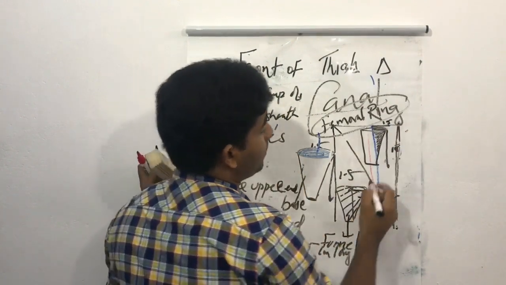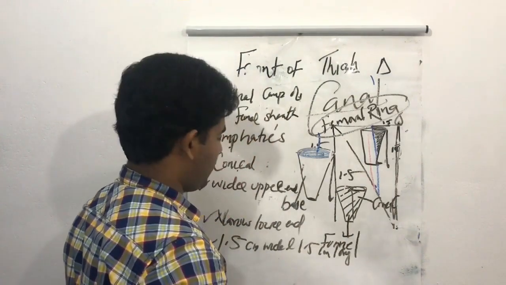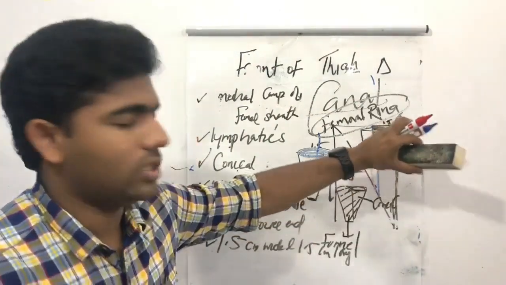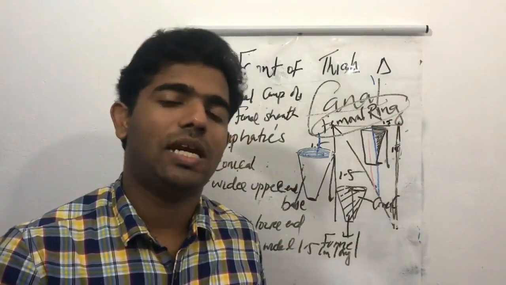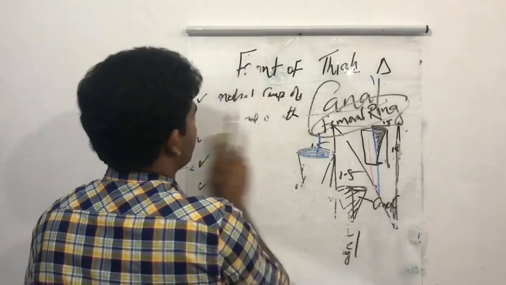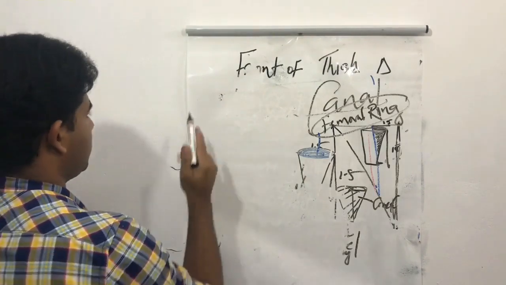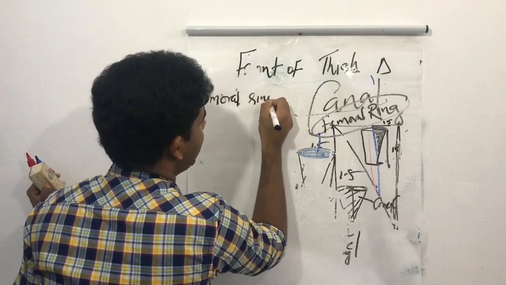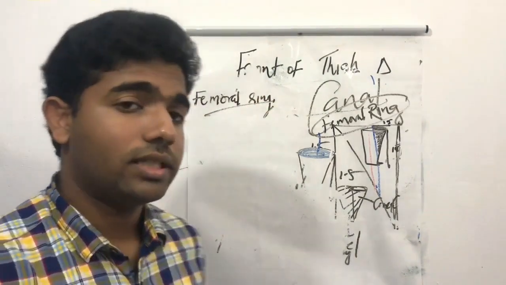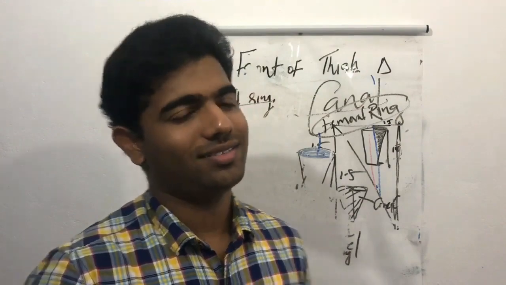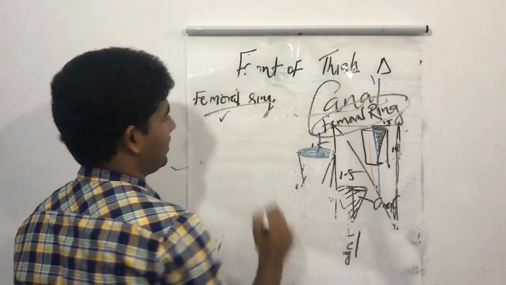It narrows toward the lower part, and the upper end is ring-shaped, known as the femoral ring. So the upper end of the femoral canal is ring-shaped and is known as the femoral ring. Okay, clear? So, femoral ring.